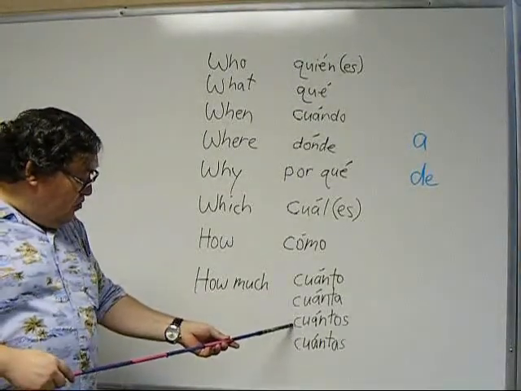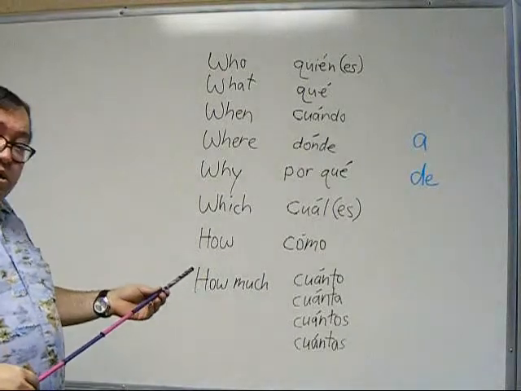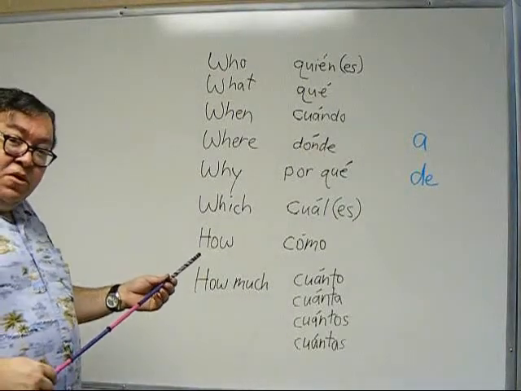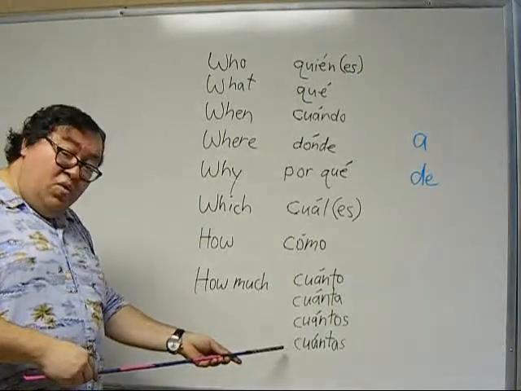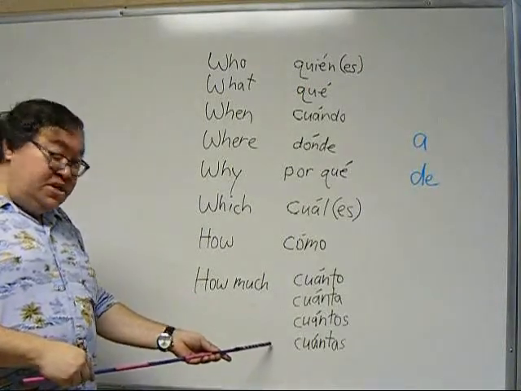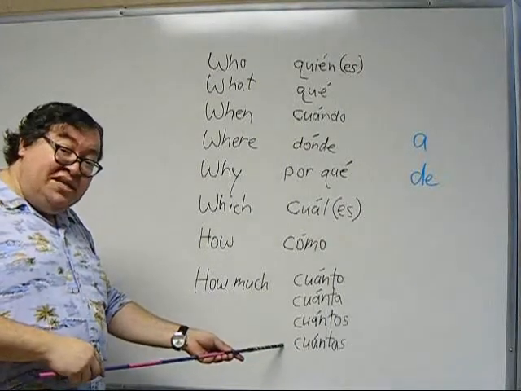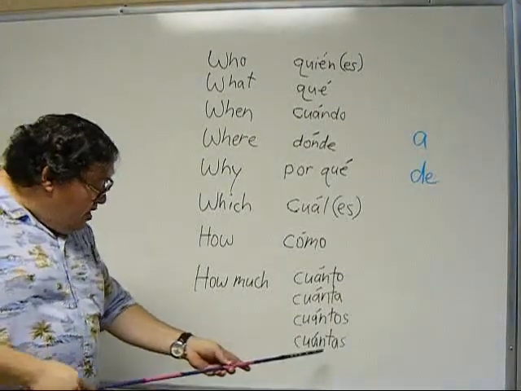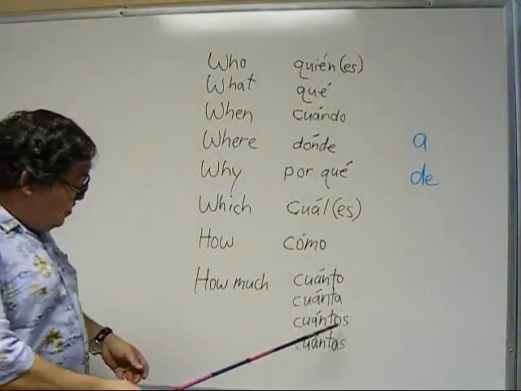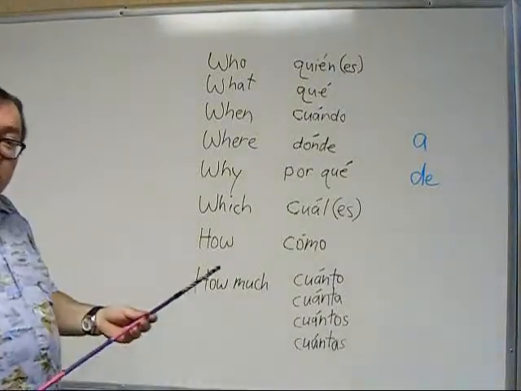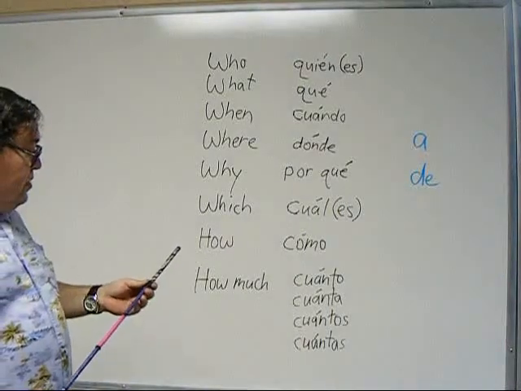There's a masculine plural form. I might ask, ¿Cuántos libros hay? How many books are there? Or if I'm in a room and I'm counting tables or chairs, I might say, ¿Cuántas sillas hay? How many chairs are there? Or ¿Cuántas mesas hay? How many tables are there? I would use the AS ending to match mesas or sillas, just the same way I use the OS ending to go with books, libros, which was masculine plural.